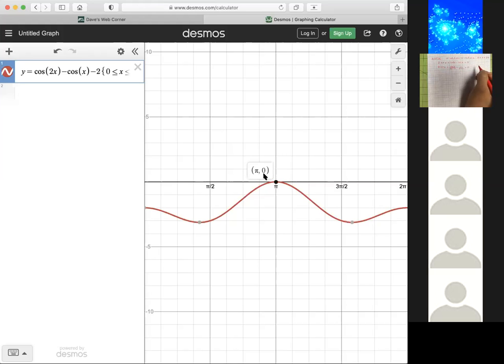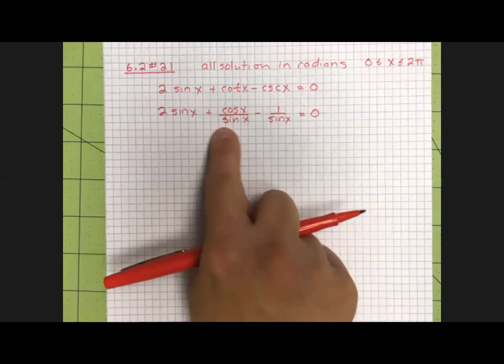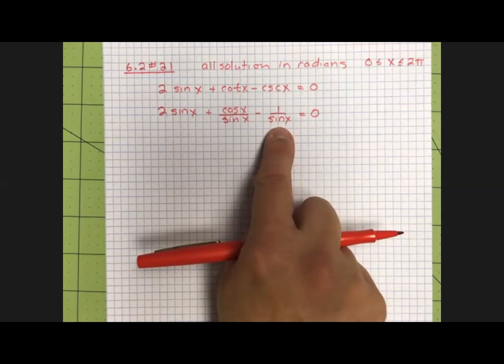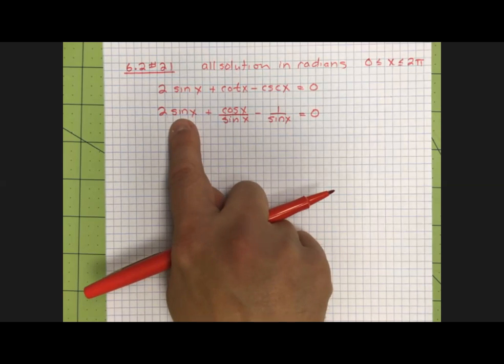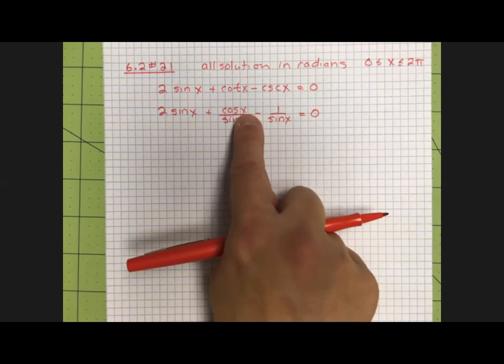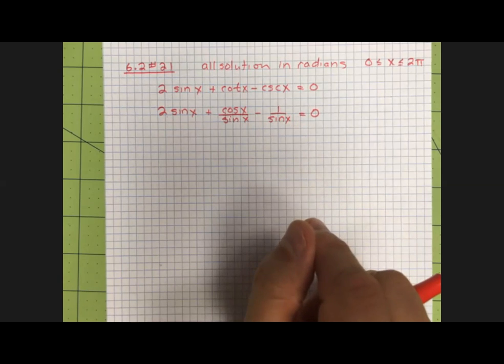Okay, you say you made it worse by adding fractions. Let me go back to my paper. I included fractions in here, so at first glance it makes it look worse, but actually it's a little bit better because now I just have sine x and cosine x. Maybe I could do something to get that down to one function.